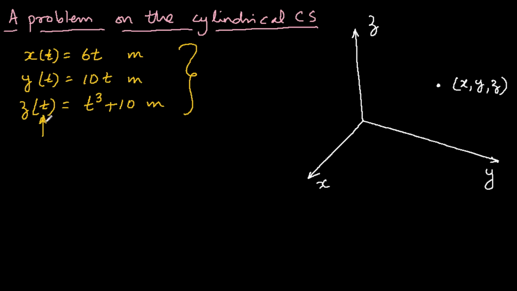It is like a parametric equation of the path that the particle follows. When time is a parameter, it directly gives you the path that the particle follows. Now you are supposed to find out its velocity and acceleration.